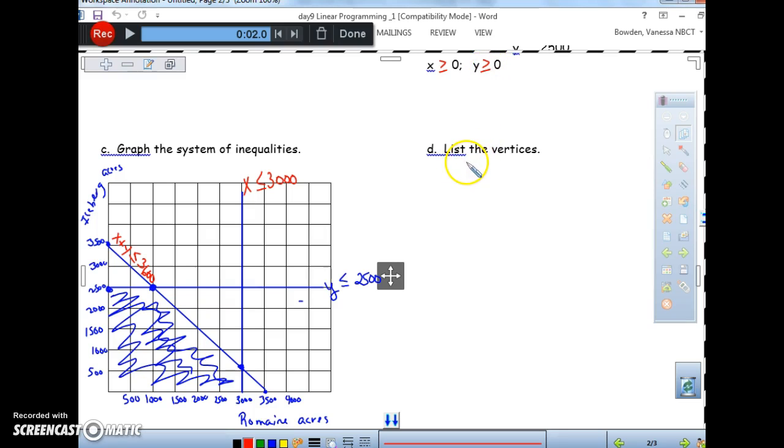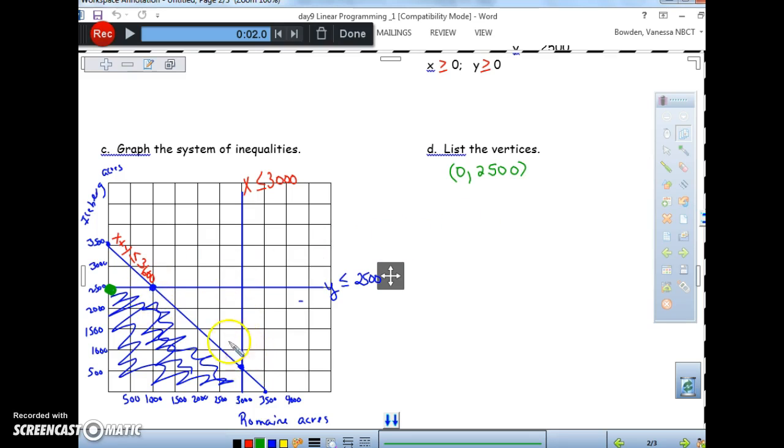All right, so then we're going to find all the vertices or the corner points of our feasible region, our shaded region. So we want to name this point here in green. That would be at 0, 2,500.